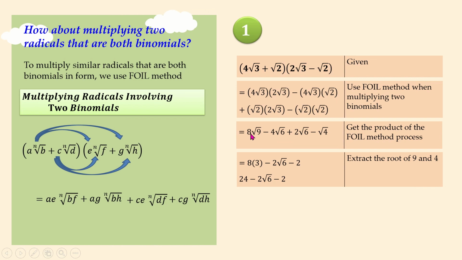Next, the square root of 9 and the square root of 4: we extract the roots since they are perfect squares. The square root of 9 is 3, times 8. The square root of 4 is 2, so minus 2. Then the middle terms can be added, because when adding radicals, we can only add them if they are similar. Both have square root of 6. So negative 4 plus 2 is negative 2. Copy the radical 6.